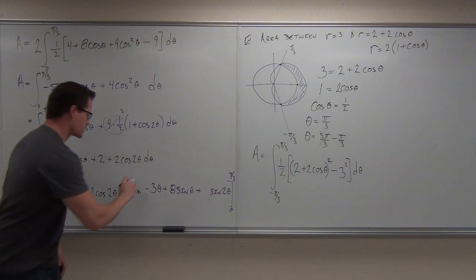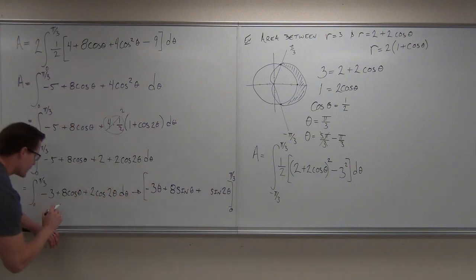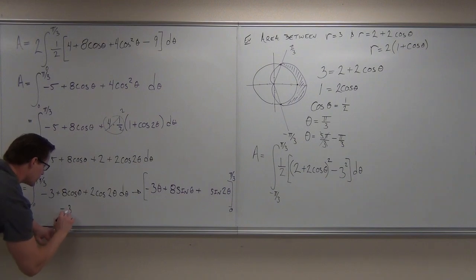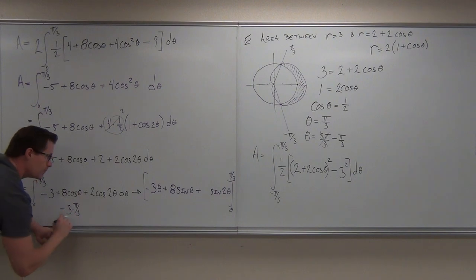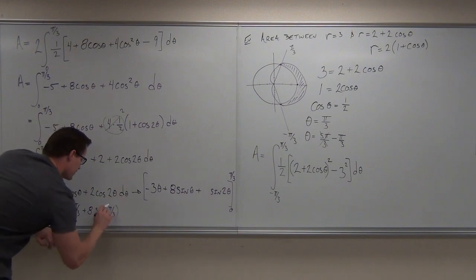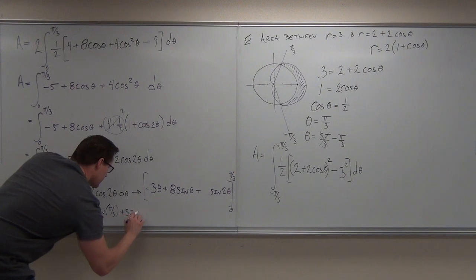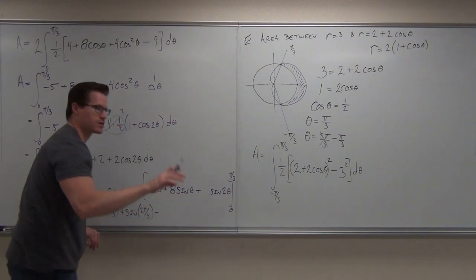Which one did we plug in first? Three. So we're going to plug that in. We're going to get negative 3 times pi over 3, plus 8 sine pi over 3, plus sine 2 pi over 3, minus, now let's check this, okay?